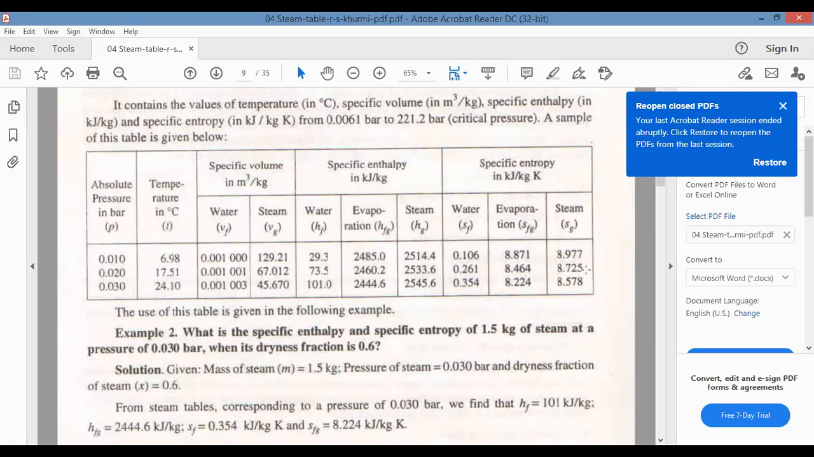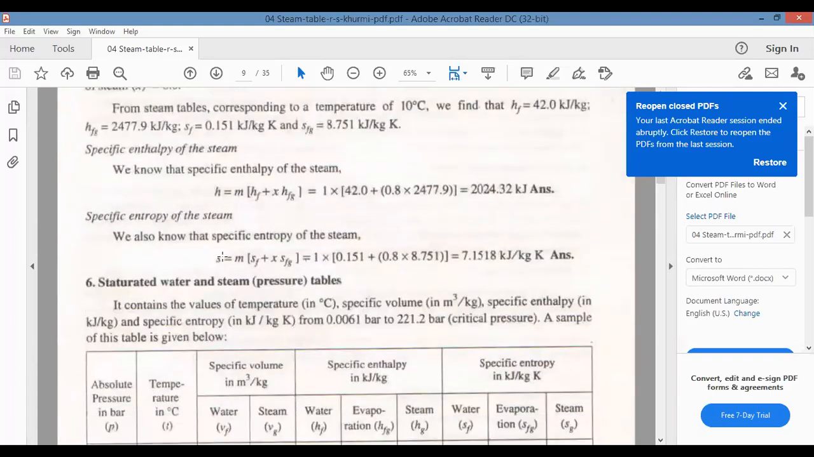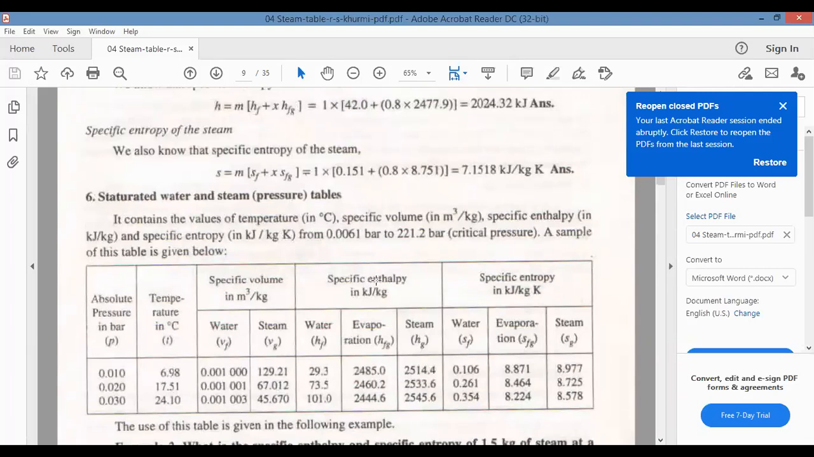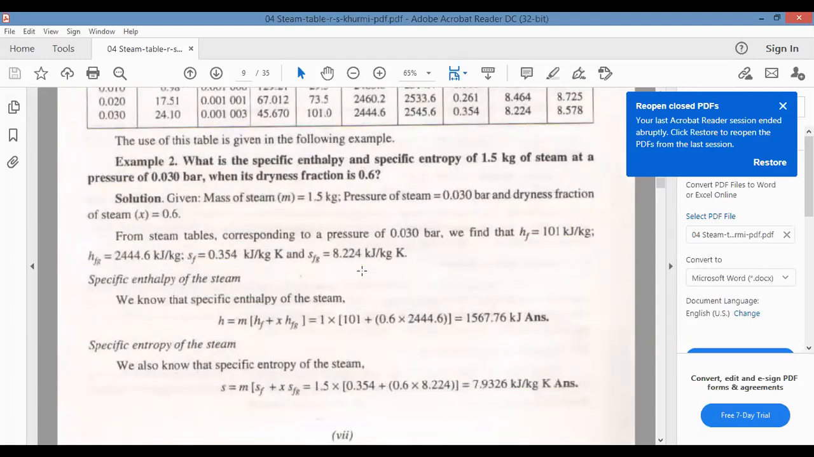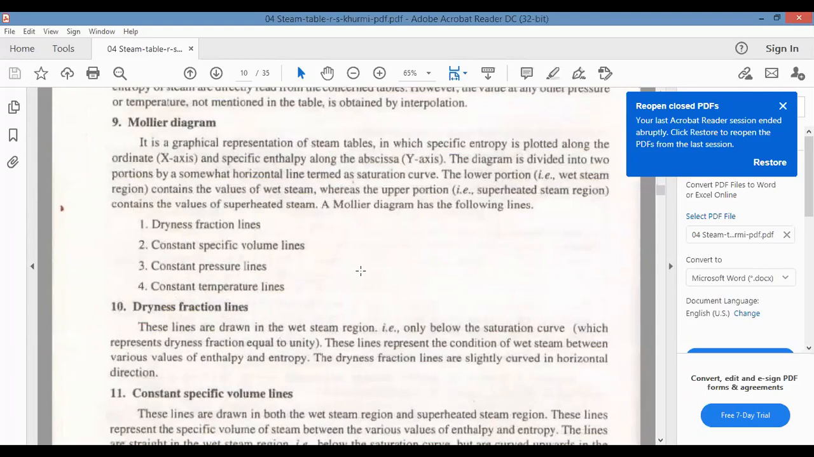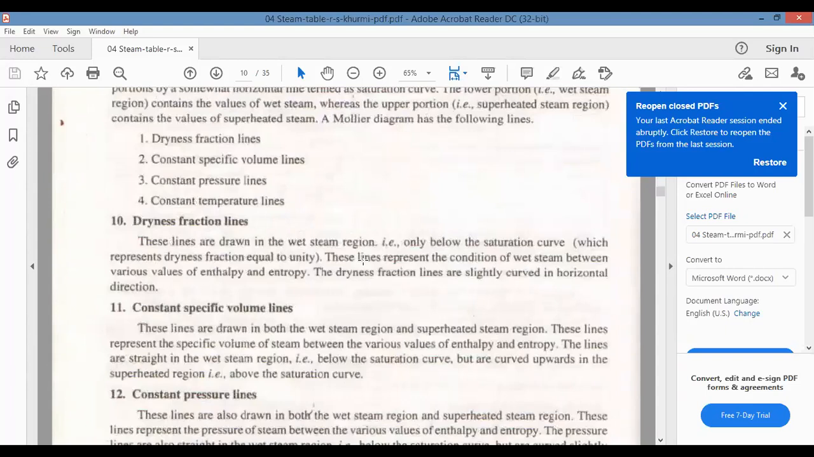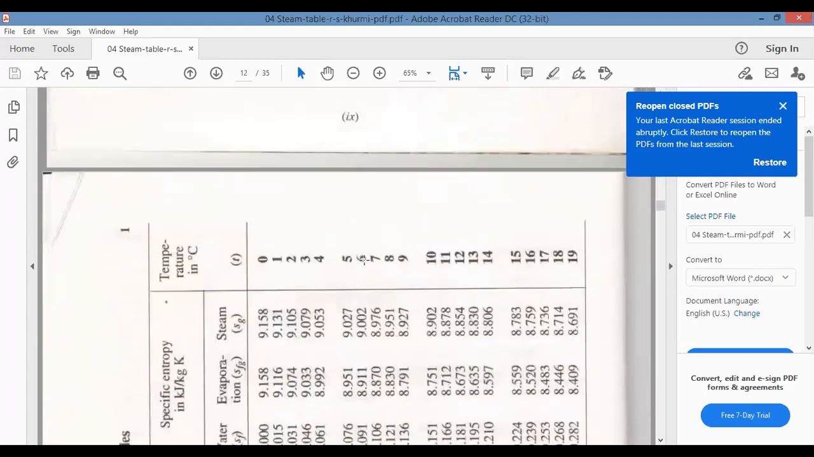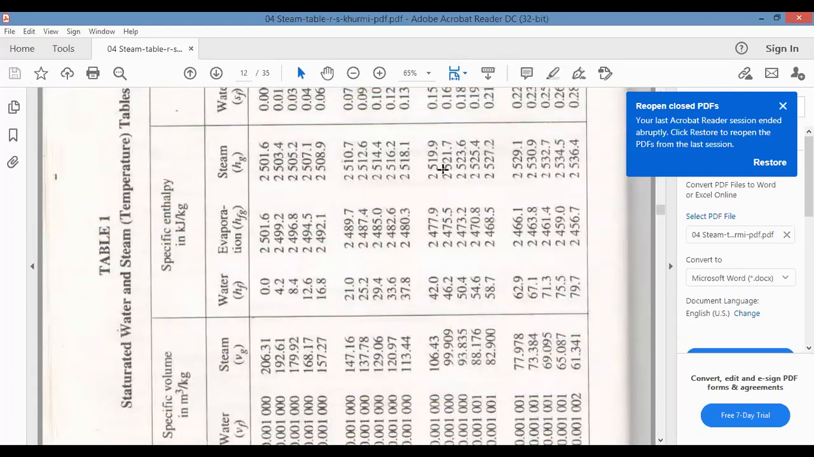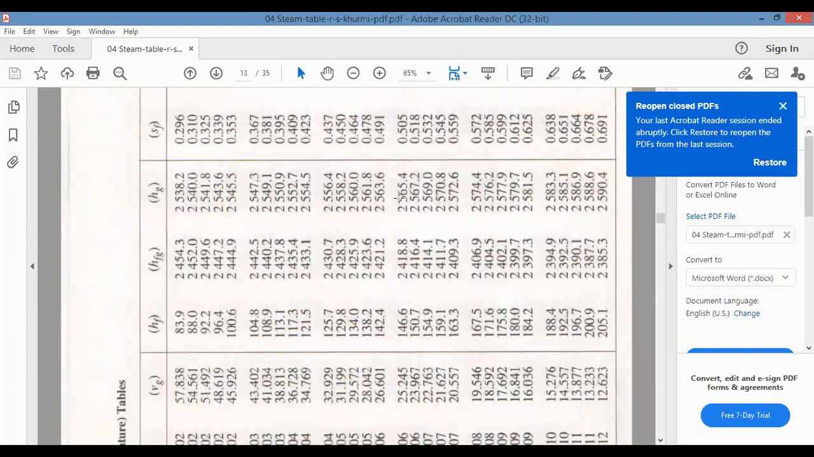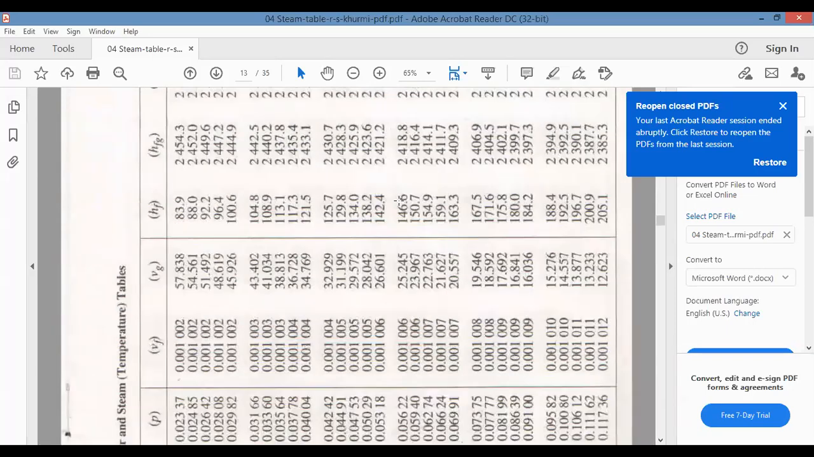So now we realize that the first two tables, that is table 1 and table 2 of saturated water and steam, are the same tables. The only difference is that one table is arranged on the temperature basis, the other table is arranged on the pressure basis. Now, the third important table is called the superheated steam tables. What do you understand by superheated steam tables? Superheated means the temperature of the steam is greater than the saturation temperature. So let me show you the superheated steam table.